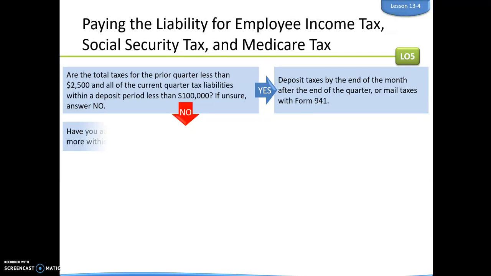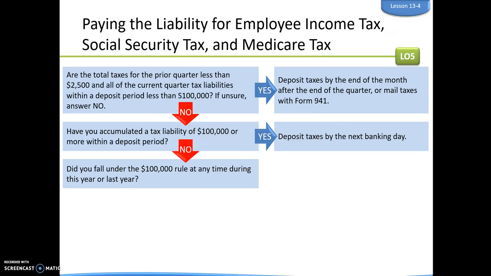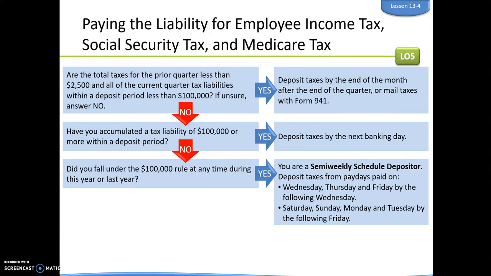The answer is no. Have you accumulated a tax liability of $100,000 or more within a deposit period? If yes, you deposit taxes by the next banking day. If no, did you fall under the $100,000 rule at any time during this year or last year? If yes, you are a semi-weekly scheduled depositor.